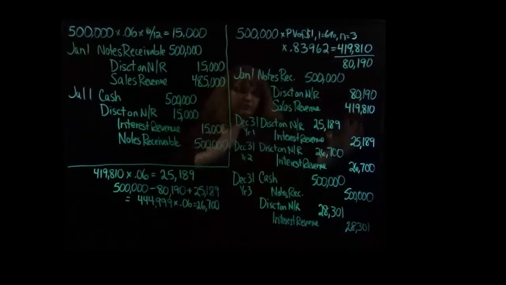So you can see that when we have a 3-year note as opposed to a 6-month note, the journal entries are much more complicated, and we have to realize that the time value of money had a much bigger effect when the time is longer. And that should make sense because we're looking at the time value of money, so the longer the time is, the more value is taken away from the sales revenue.